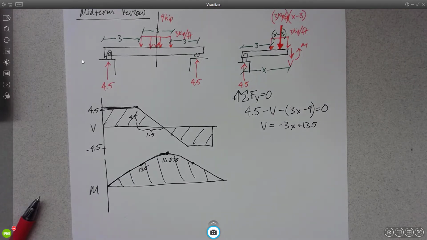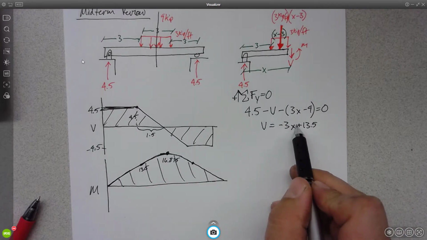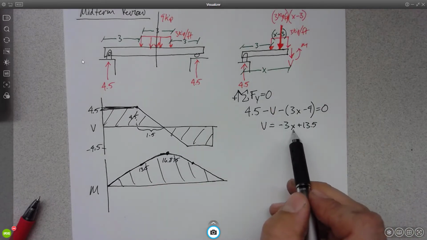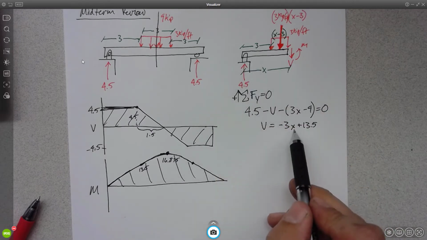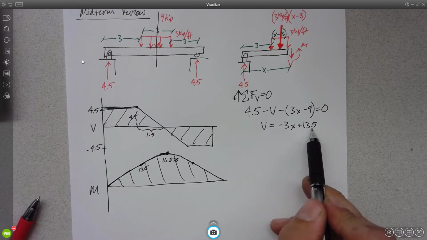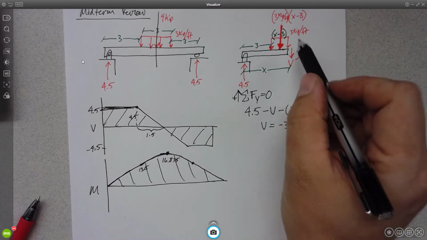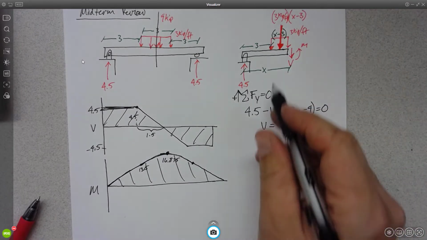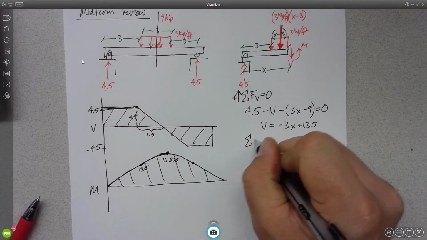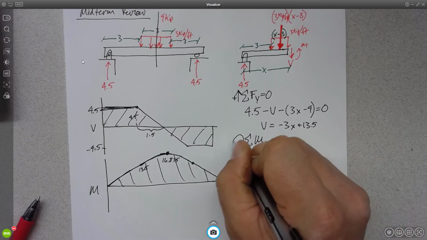Does this fit with our graph here? Remember, I take x not just for the region, but x is all the way from the end. So at x equals 4.5, this would be negative 13.5 plus 13.5, which gives us 0. So far we look okay. Now, I think where people get into the most trouble is when we come back and sum the moments about the cut. We always sum them about the cut.